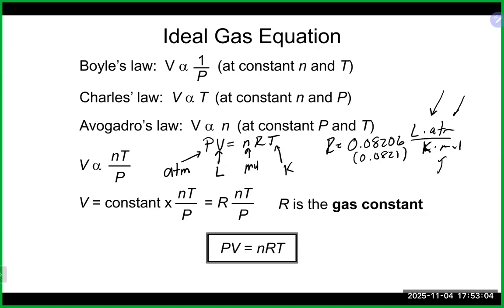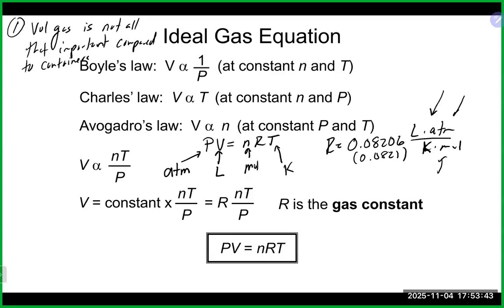What is an ideal gas? An ideal gas is really a gas that under normal conditions of temperature and pressure will behave the way they consider ideally. And basically what that means is there's two main things that make something an ideal gas. One main thing is the volume of the gas is not all that important and negligible compared to the container it is in, the container volume.